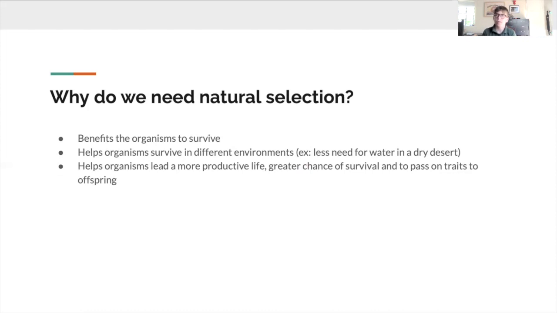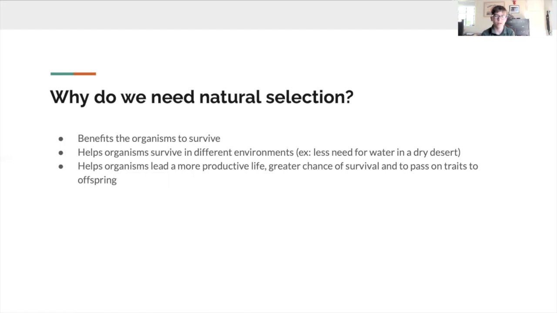So, for example, if you live in a desert and you're, say, a gecko, you're not going to need a lot of water, because if you have a genetic mutation that causes you to drink less water in a desert, then that would be extremely beneficial because, as you might have guessed, there's not a lot of water in a desert. So yeah, we need that to survive if you're in a desert or any other place that you need a gene.